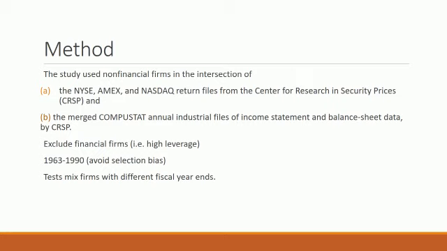Moving towards the method they used to evaluate the joint role of these variables, they use non-financial firms in the intersection of the New York Stock Exchange, American Stock Exchange, and Nasdaq return files from the Center for Research in Security Prices, which is CRSP, and they merge the Compustat annual industrial files of income statement and balance sheet data. They exclude the financial firms because of high leverage. They said that the normal leverage for these firms probably does not have the same meaning as for non-financial firms, where high leverage more likely indicates distress.